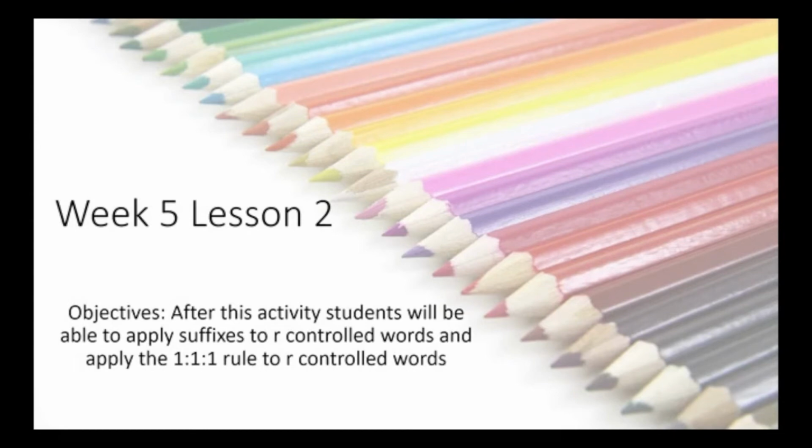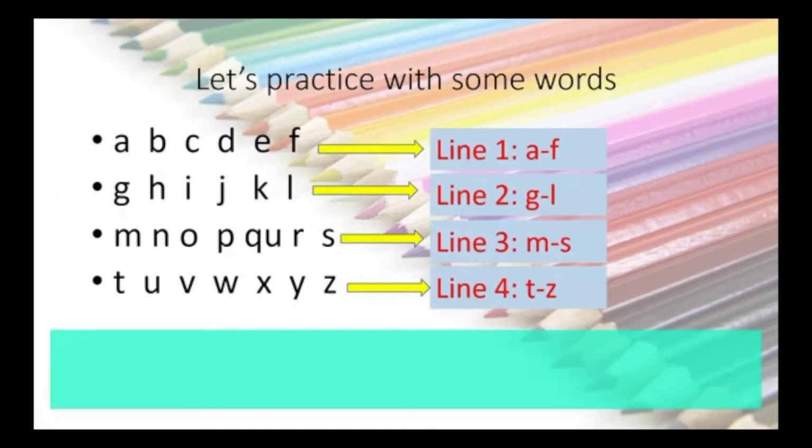We are in week 5. This is lesson 2, still talking about R-controlled words. After this activity, we're going to be able to apply suffixes to R-controlled words and apply the 1-1-1 rule to R-controlled words. So as we discussed before, we're going to talk about how we can take words and put them in alphabetical order based on what we see in the word. And we're going to look at a variety of words in this lesson.